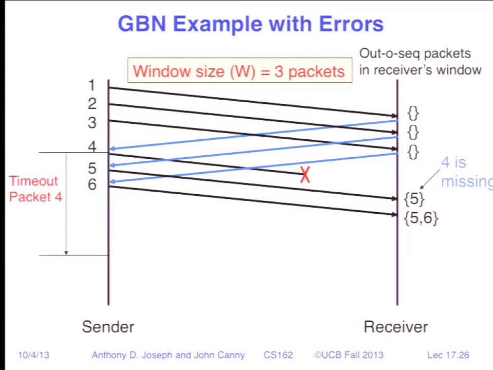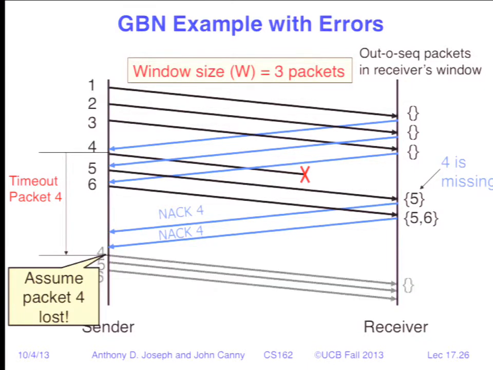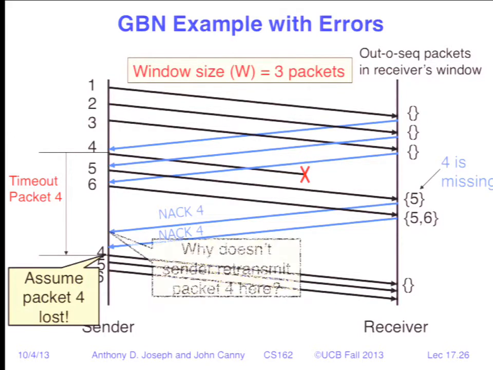All right. Now, a timeout will occur for packet 4. And then we have to assume it's lost. And so now we may also, as an optimization earlier on, get a negative acknowledgement for 4. But even if we do get a negative acknowledgement, we can't retransmit the packet. We wait until the timeout and then transmit it. Now, why don't we retransmit it earlier? Any ideas?